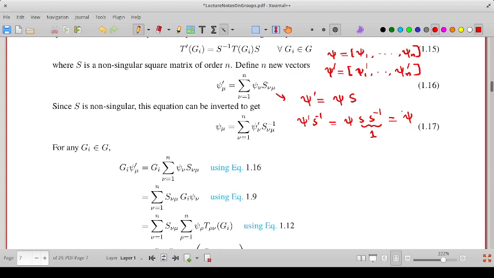So if I want to find the muth element of this row vector psi, so psi is equal to psi dash S inverse, and psi mu is obtained from the matrix product psi dash S inverse, and the corresponding element would be sum over nu running from 1 to n psi dash nu S inverse nu mu. And that is exactly what we have got here.